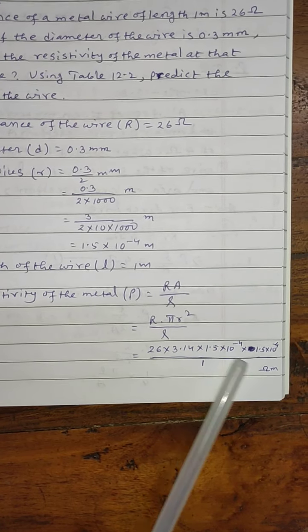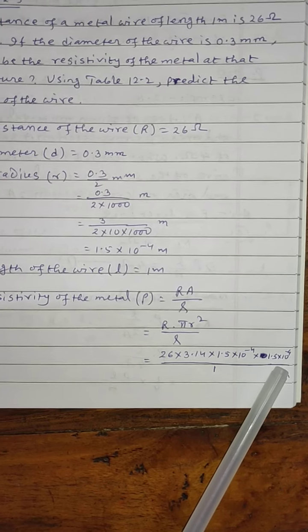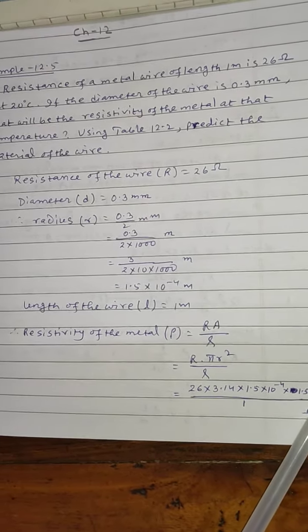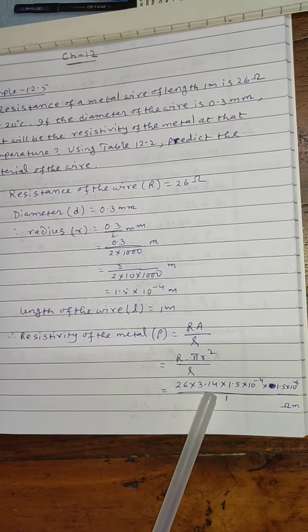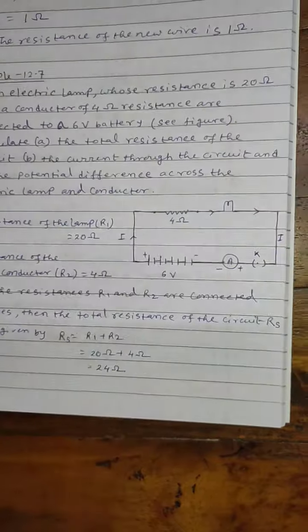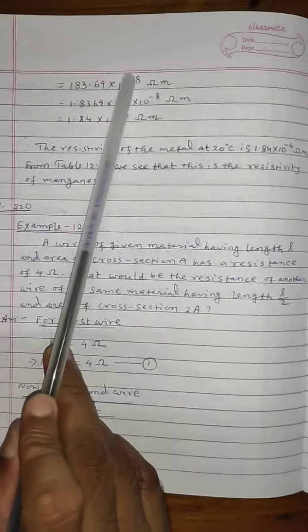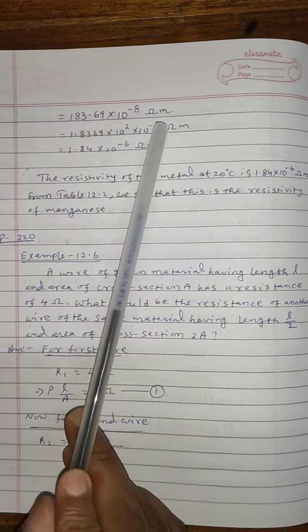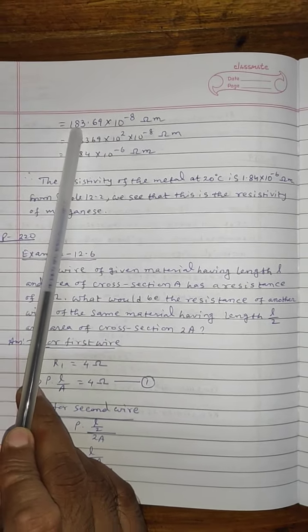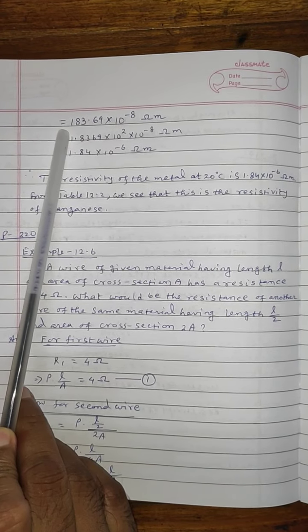This 10 to the power minus 4 and 10 to the power minus 4 you can combine. Same base, sign into power plus, so 10 to the power minus 8 will come. And 26, 3.14, 1.5, 1.5, all this should be multiplied together. Then you will be getting 183.69 into 10 to the power minus 8 ohm meter. In scientific notation, the decimal should be after one number, not after three numbers. That's why the point should be taken after 1.